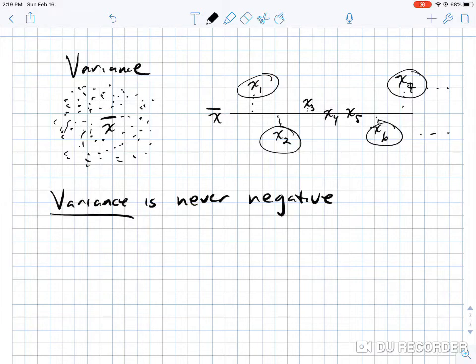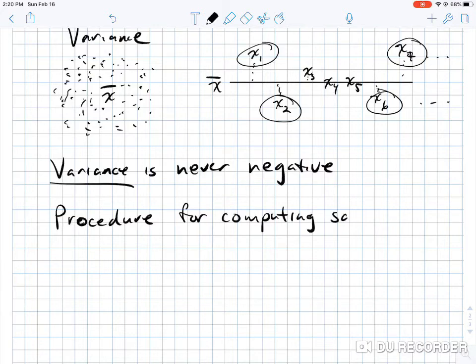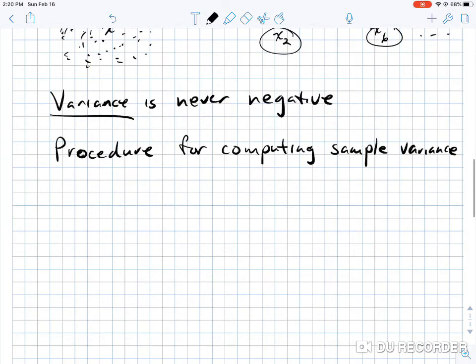Okay? So before we get into our calculation, I'm going to give you a small procedure as far as calculating it. All right, so here's the procedure. And this is what one of your textbooks will say. So, procedure for computing sample variance. Okay, here's that procedure.